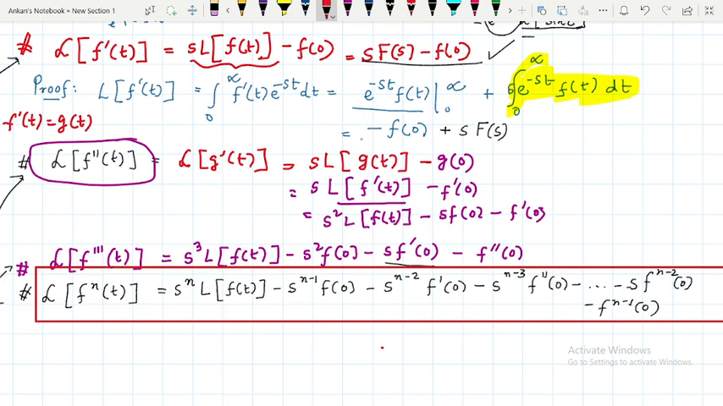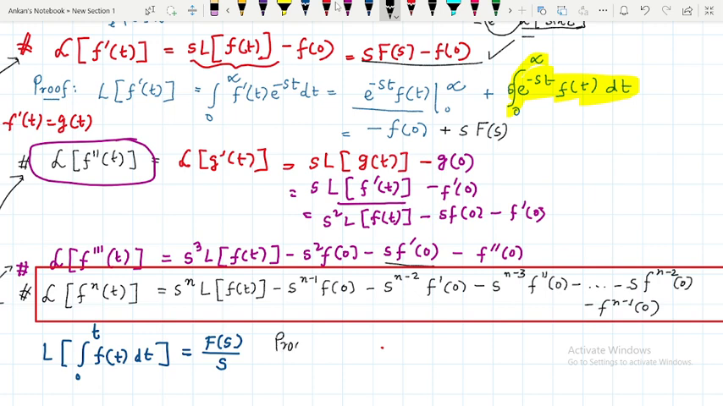Okay, similar to the derivative, you can also find the Laplace transformation of the integration of a function. Suppose you are asked to find the Laplace transformation of the integral from 0 to t of f(t) dt. This is simply F(s) by s, the Laplace transformation of the function divided by s. You can also prove it.